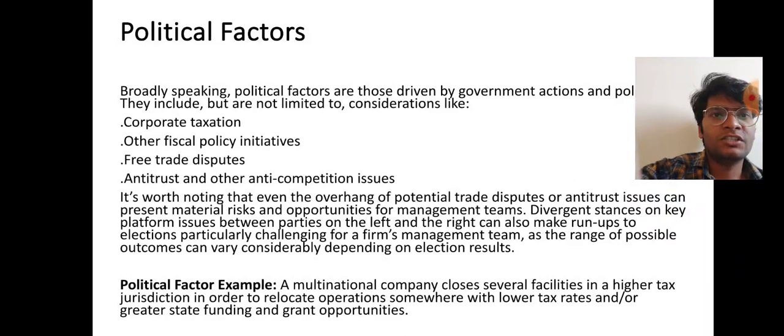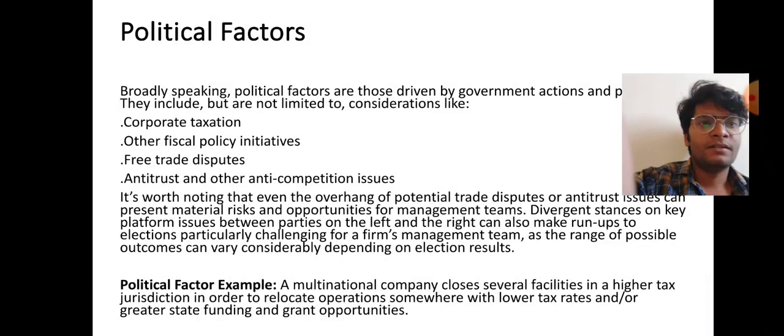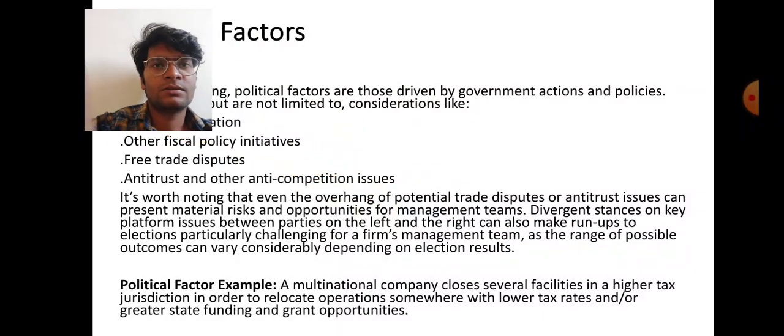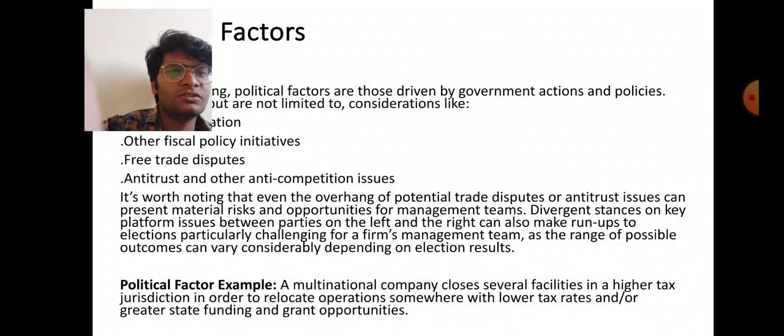Political factors. Broadly speaking, political factors are those driven by government action and policies. They include, but are not limited to, corporate taxation, other fiscal and political initiatives, free trade disputes, antitrust and other anti-competition issues. It is worth noting that even the threat of potential trade disputes and authorities' actions can present material risk and opportunity for management teams.